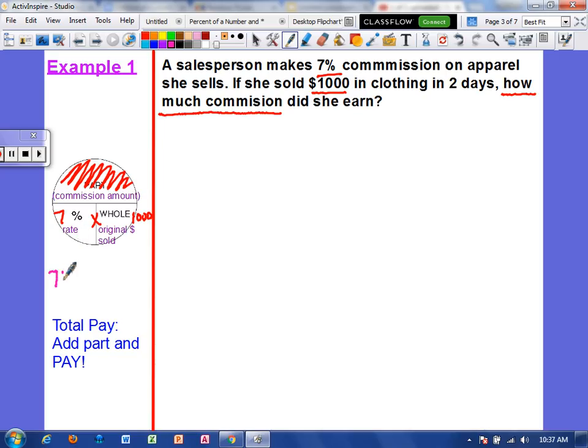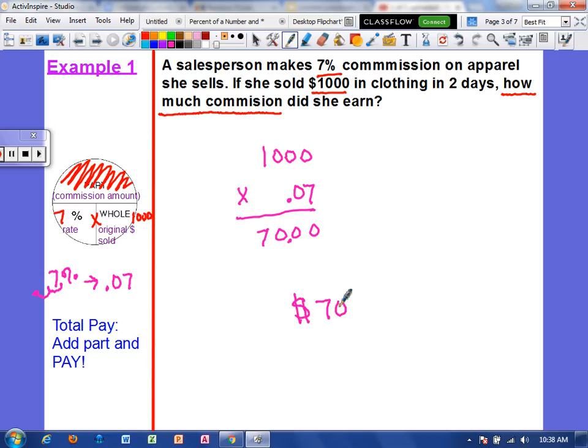Before we can multiply with this percent, we must make it a decimal. So we paddle to the left twice and get 0.07. So we're taking the whole times the commission rate. We have 0 times 7 three times, and 1 times 7 is 7. I'm not going to multiply by this 0 because we're just going to get more zeros, and that's not going to change the digits in our answer. So I'm just going to count decimal places. We have 2, so I should have 2 in the answer. So this salesperson would make $70 in commission.